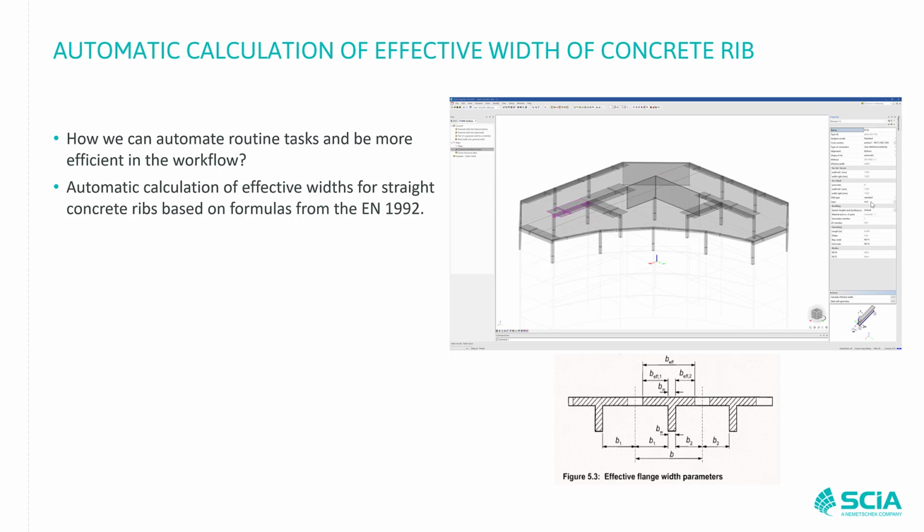So based on that, you can also do some changes before the calculation, and once you do the calculation, you can use the concrete checks, and you don't need to think about the calculation of effective width for the checks, because everything is done and it's calculated according to the valid code.